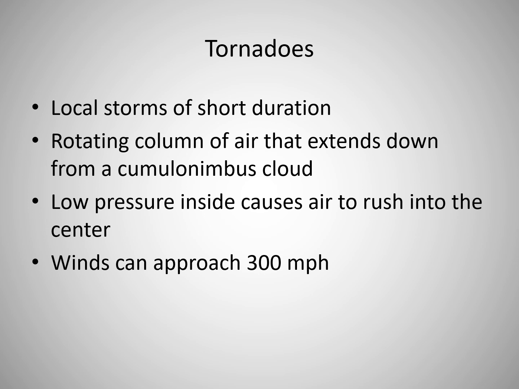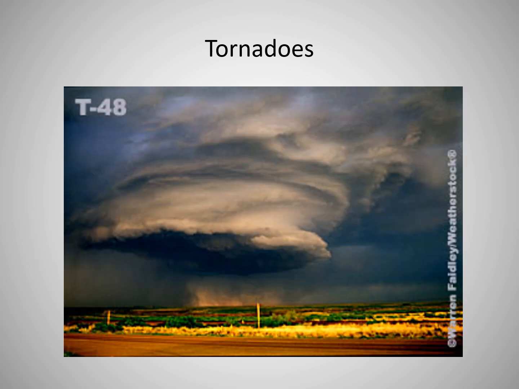Rotating column of air between the base of a cumulonimbus cloud and the ground. And you have intense low pressure in the center. You have basically a very large pressure gradient between the center of that tornado and outside, which is what causes your high winds. And the worst case scenario, your EF5 tornadoes, you can get wind speeds actually of up to 305 miles per hour. So some images of tornadoes.